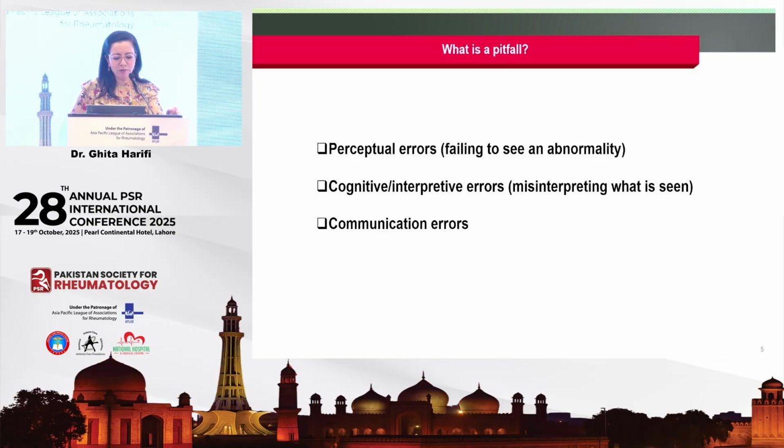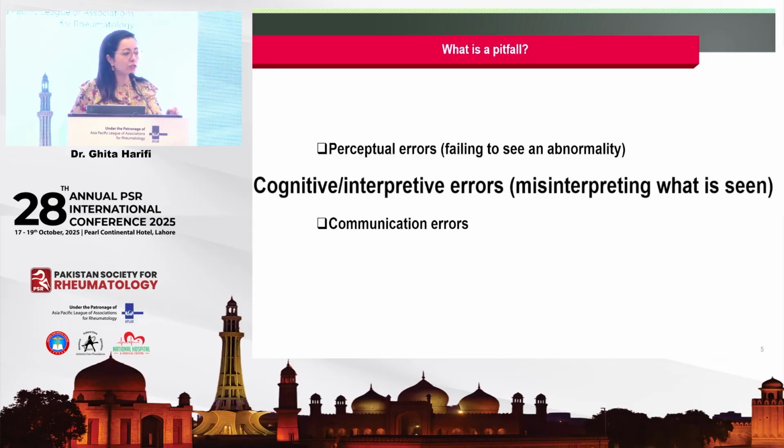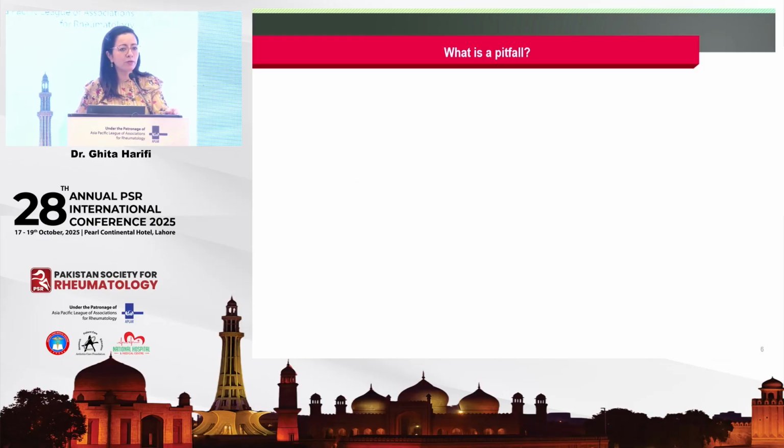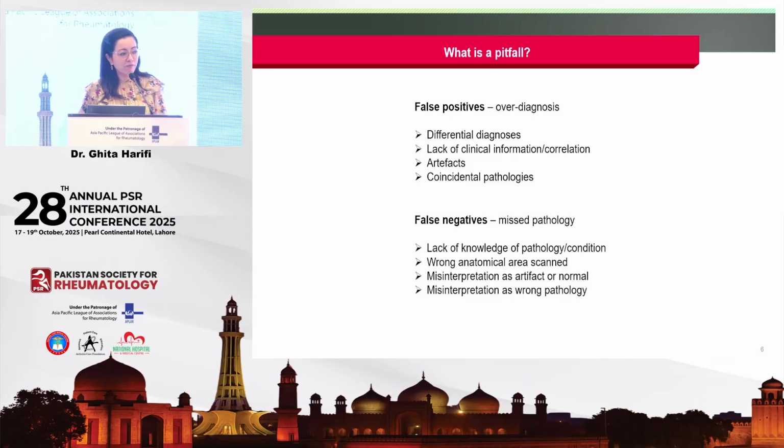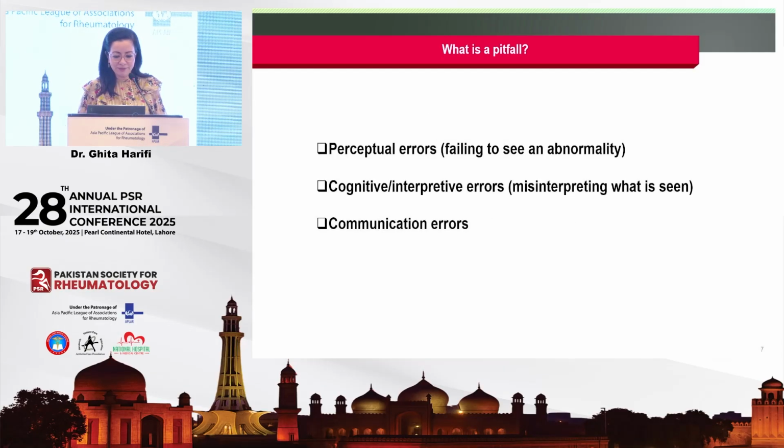The second type of pitfalls is cognitive or interpretation errors, and these are probably the most common ones. These usually lead to false positives, when we overdiagnose due to differential diagnosis, artifacts or coincidental pathologies, or to false negatives, when we miss the diagnosis or underdiagnose due to lack of knowledge of pathology, wrong anatomical area scanned, or misinterpretation of artifacts.